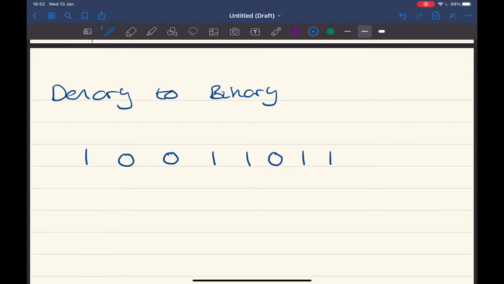Hello Year 9, so we're just going to do a quick recap for today's lesson of stuff that you would have done previously on how to convert denary to binary and binary to denary.